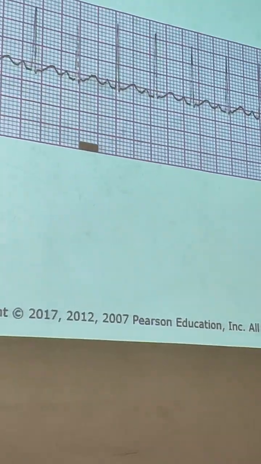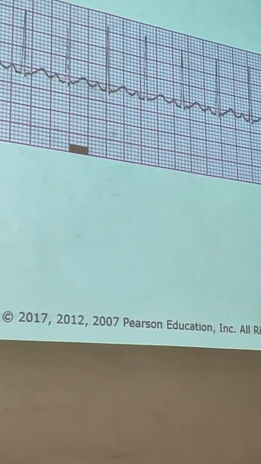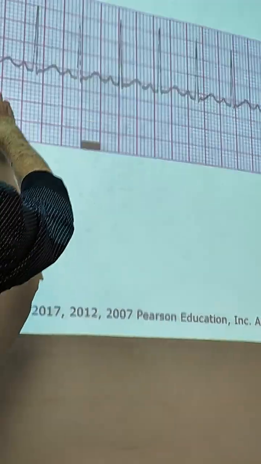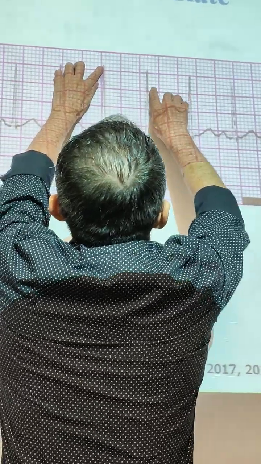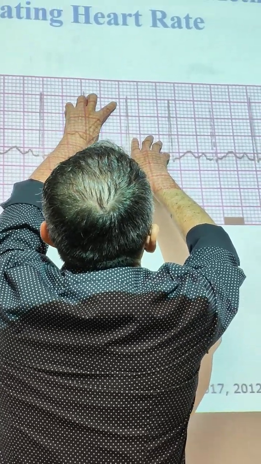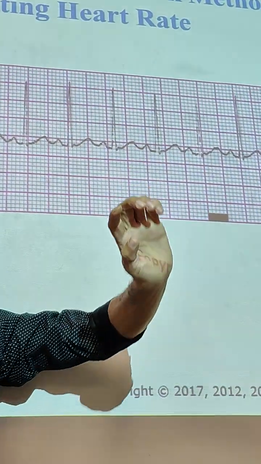For that reason, on the next slide, we're going to use the little blocks. Why? Because I can count all the little blocks in between here and here. 1, 2, 3, 4, 5, 6, 7, 8, 9, 10, 11. So 152.